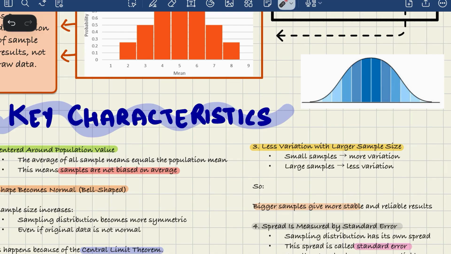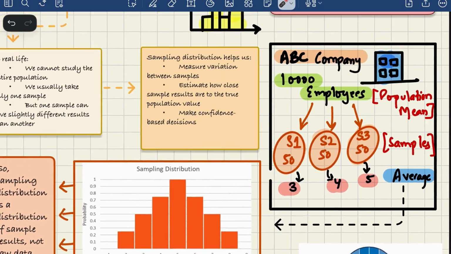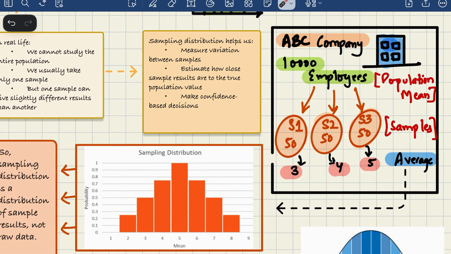Alright, now quickly let's move forward and discuss what sampling distribution is with a real world example. Like I already told you, for example, you have a company named ABC, and this company has 10,000 employees. Say that this is the population mean. So whatever the mean of the 10,000 employees is, that will be the population mean.